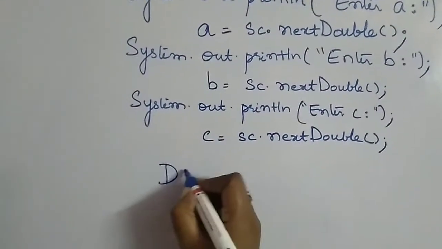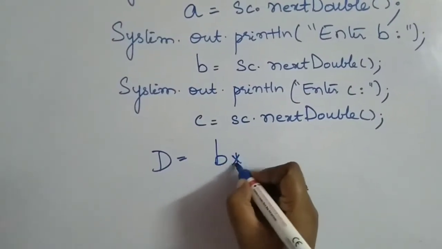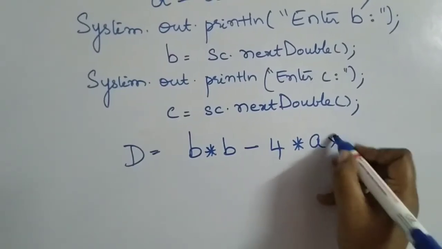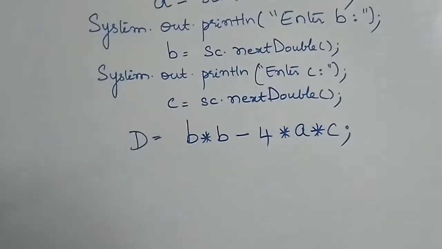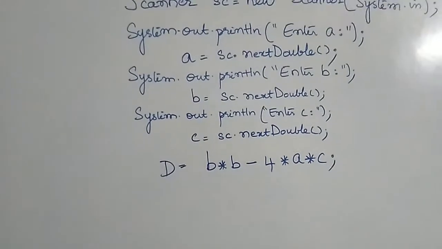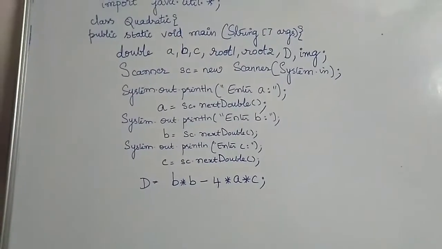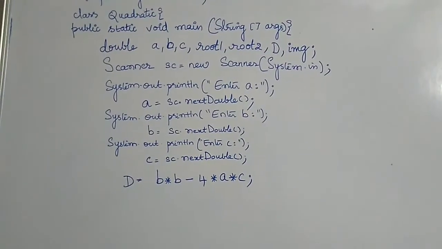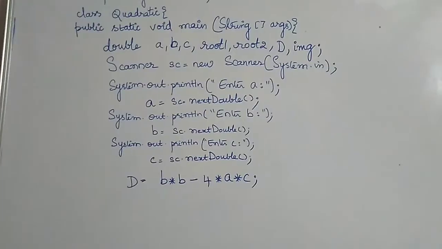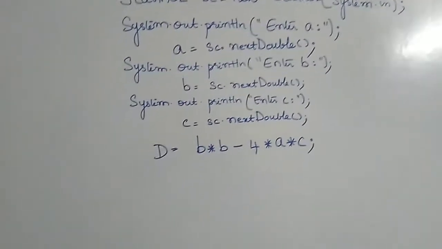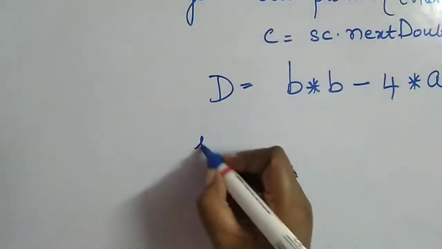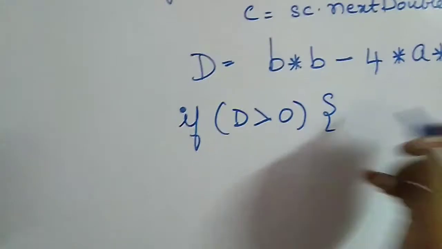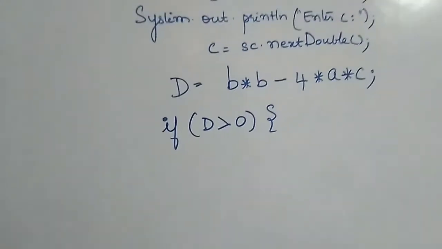So I'm saying capital D is equal to B square, which is B into B, minus 4 into A into C. Okay, so D has been calculated now. Once the value of D is calculated, now we have to write the branching, because based on the value of D only, the path of execution is decided. So herein I am saying, if capital D is greater than 0. I am just starting with if it is greater than 0.